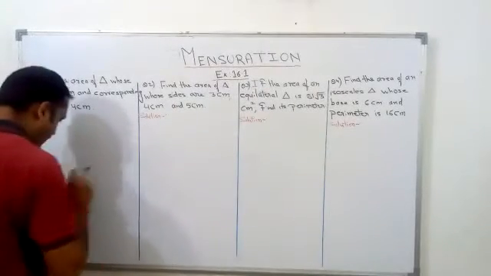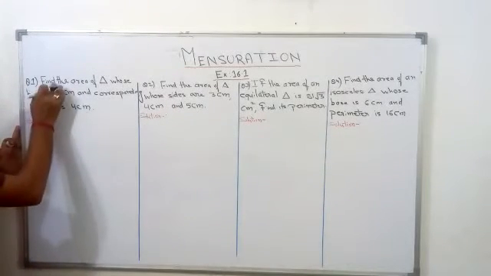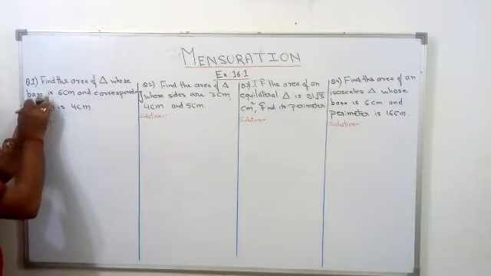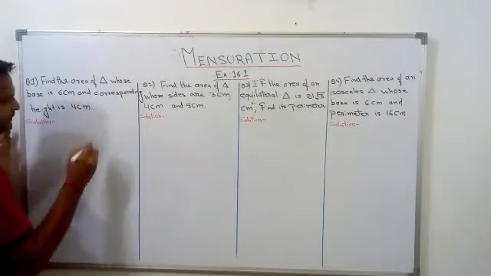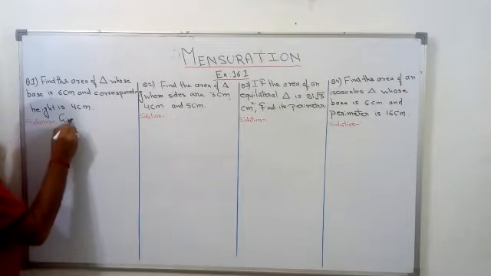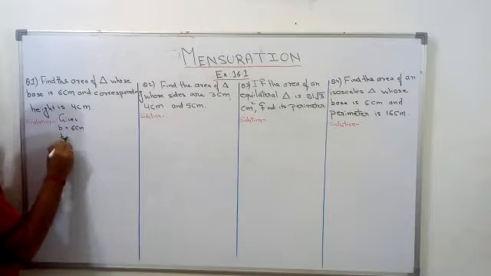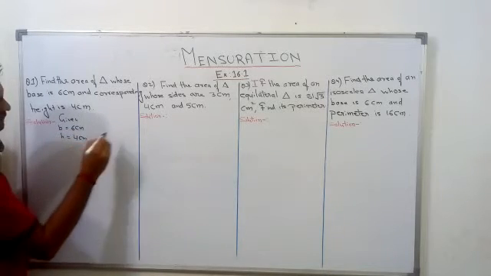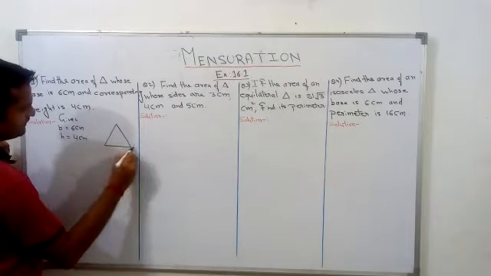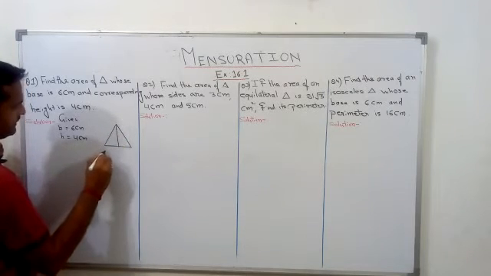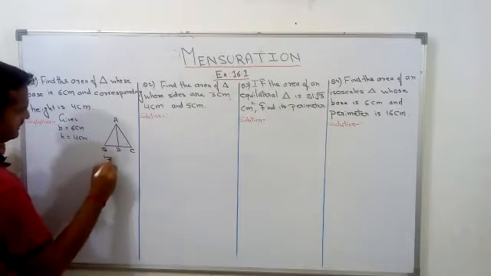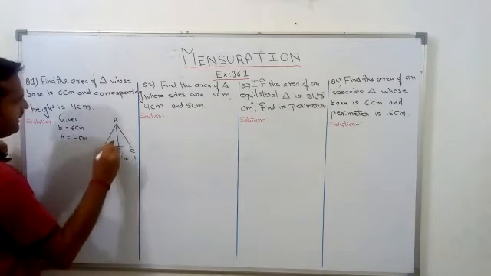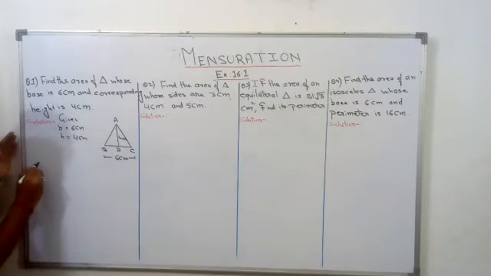In exercise 16.1, first question: find the area of a triangle whose base is 6 cm and corresponding height is 4 cm. Given base 6 cm, height 4 cm. Draw a triangle. Base is given 6 cm and height is given 4 cm.